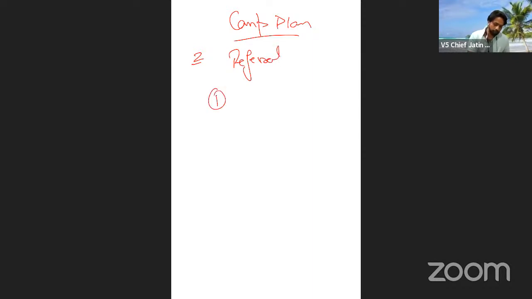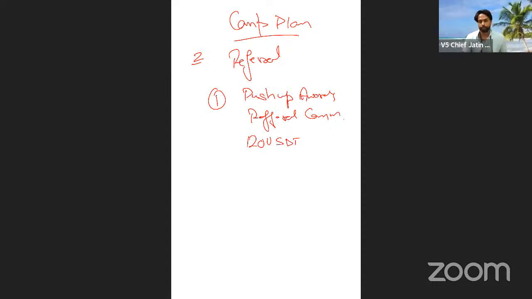The first one is push up awards, or simply referral commission. That means if you go to somebody and explain Royal Q to him, and he agrees to start trading on Royal Q, the first thing he needs to do is pay 120 USDT, the subscription fee basically.